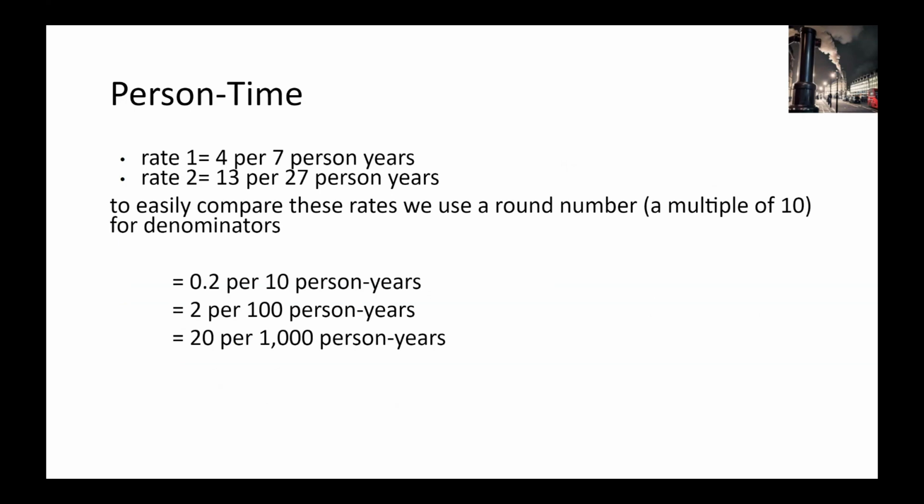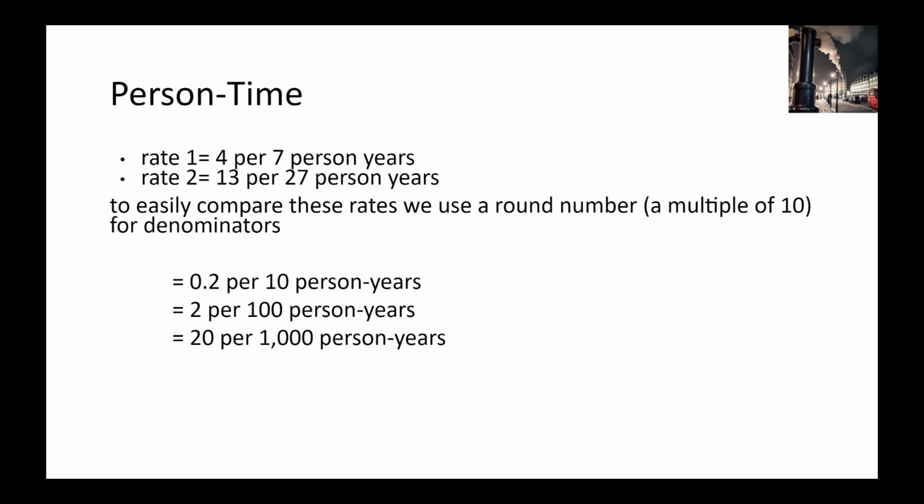Imagine we're dealing with 2 rates, one is 4 cases per 7 person years, and the other is 13 cases per 27 person years. Comparing these directly can be challenging due to their uneven denominators. To simplify the comparison, we standardize the denominators to a round number, preferably a multiple of 10. By adjusting the rates to have common denominators, we can easily compare them, making these different rates effectively equivalent for analysis. Hence, these 3 rates are equivalent.